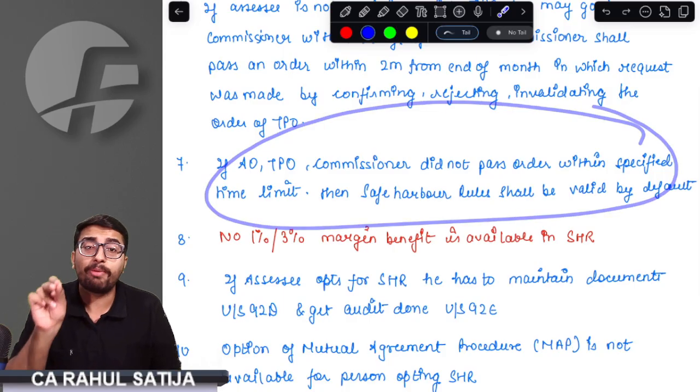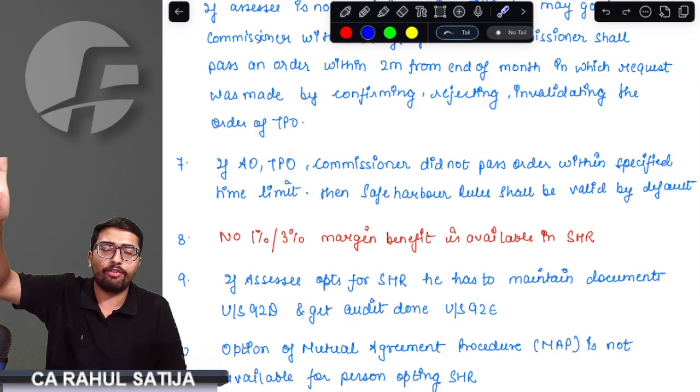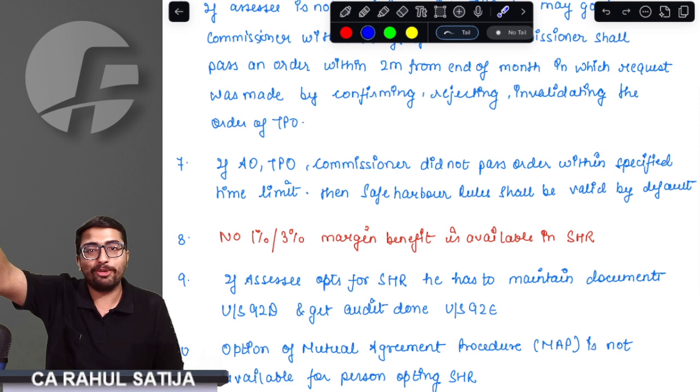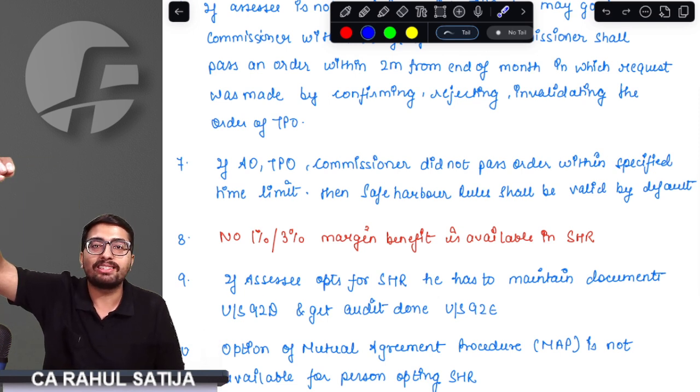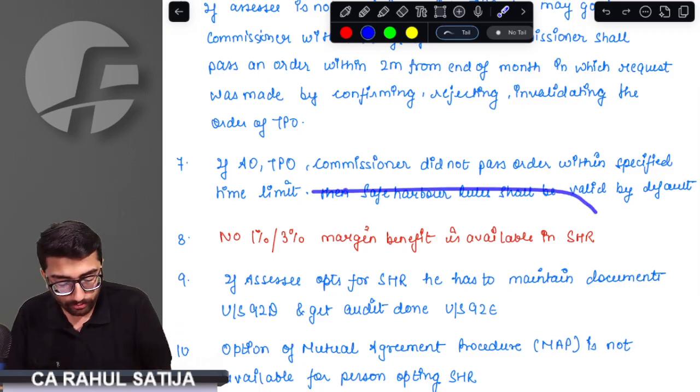If either of them does not pass the order within 2 months, if the assessing officer cannot pass the order in 2 months, if the TPO cannot find out in 2 months, if a commissioner cannot pass the order in 2 months, in all the cases, safe harbor rules are valid.